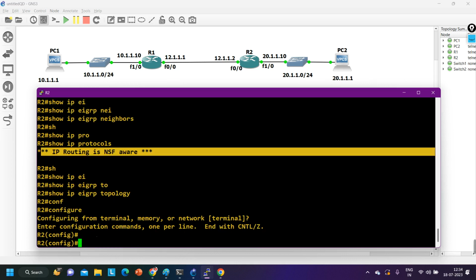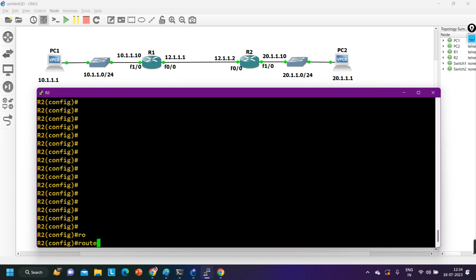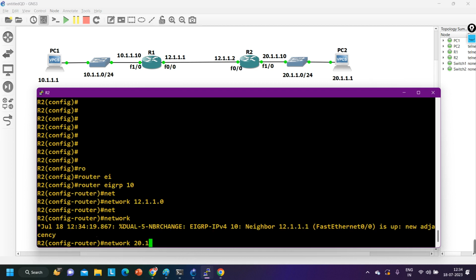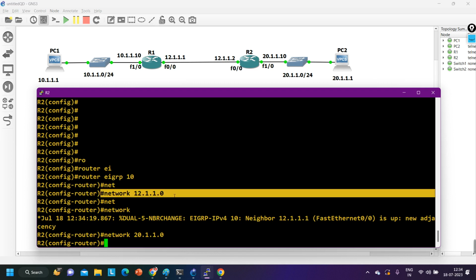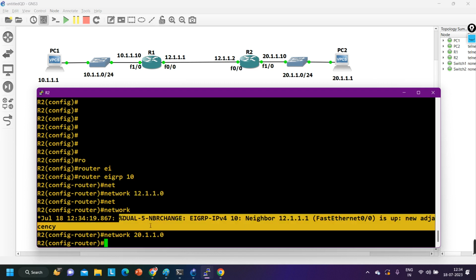So let me enable EIGRP. The command is router eigrp and the AS number. As I told you, the AS number should be the same. So what AS number did we configure on router 1? 10. So here also the AS number should be 10. And then network 12.1.1.0 and network 20.1.1.0. Once I have run network 12.1.1.0, I get a log message.